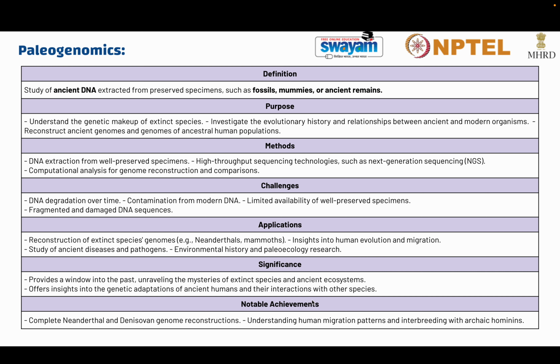And now there are certain notable achievements which paleogenomics has made. One such achievement is the complete Neanderthal and Denisovan genome reconstructions. Now these genomes have been reconstructed, and we understand human migration patterns and interbreeding with archaic hominins. So these were all achievements of paleogenomics. So this information we now have.